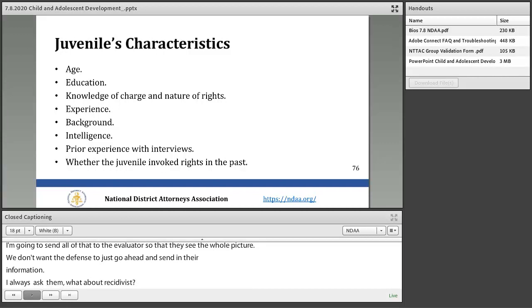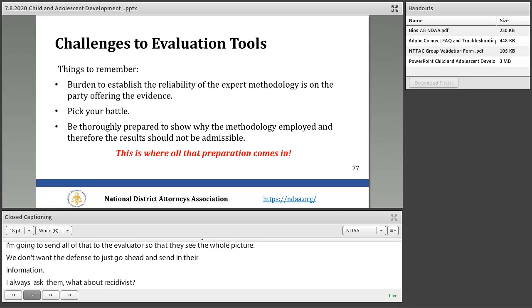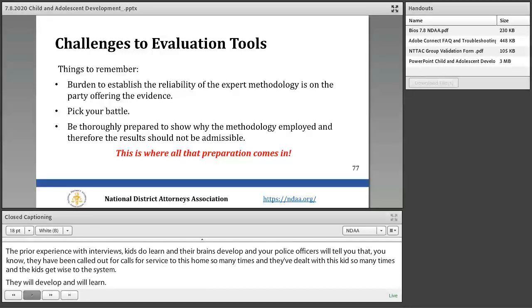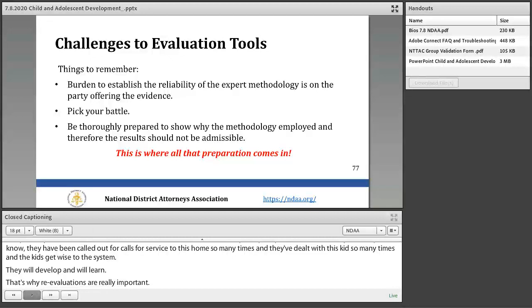One of the things that I think is important is the prior experience with interviews. Kids do learn and their brains develop. And your police officers will tell you that they have been called out for calls for service to this home so many times, and they've dealt with this kid so many times. The kids get wise to the system, and so they will develop and they will learn, and that's why reevaluations are really important.